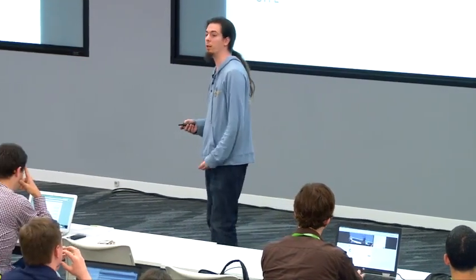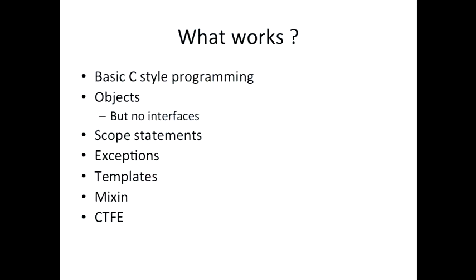What is working right now? What has been implemented and works properly? Everything that is basic C-style programming is working properly. You can compile it, and that's doing well. Everything that is object-oriented, but no interfaces. Everything that is scope statements. Exceptions, templates, mixins, CTFE. Well, there is a small detail with CTFE. The concat operator is not implemented, which makes the whole use of CTFE, well.